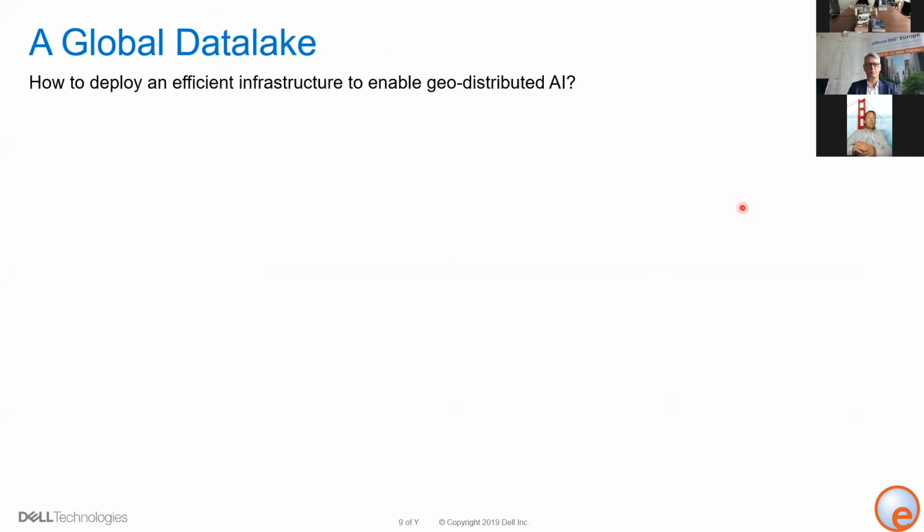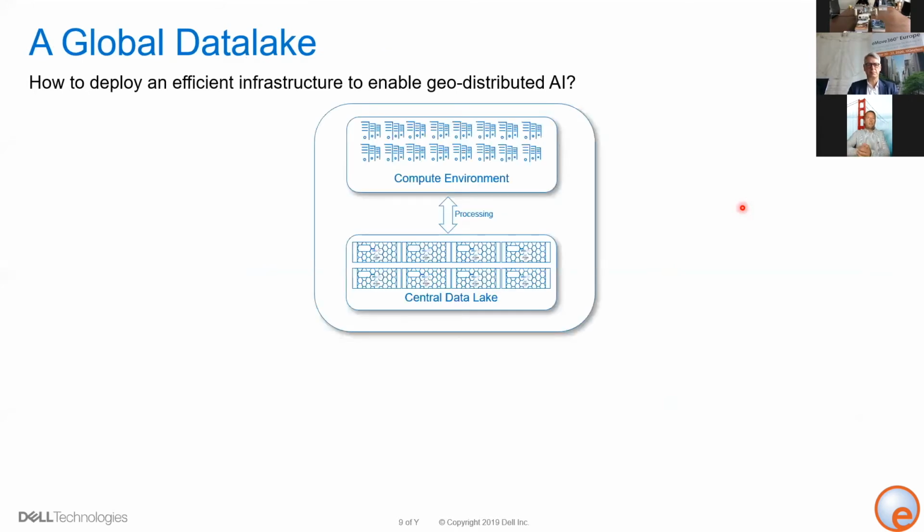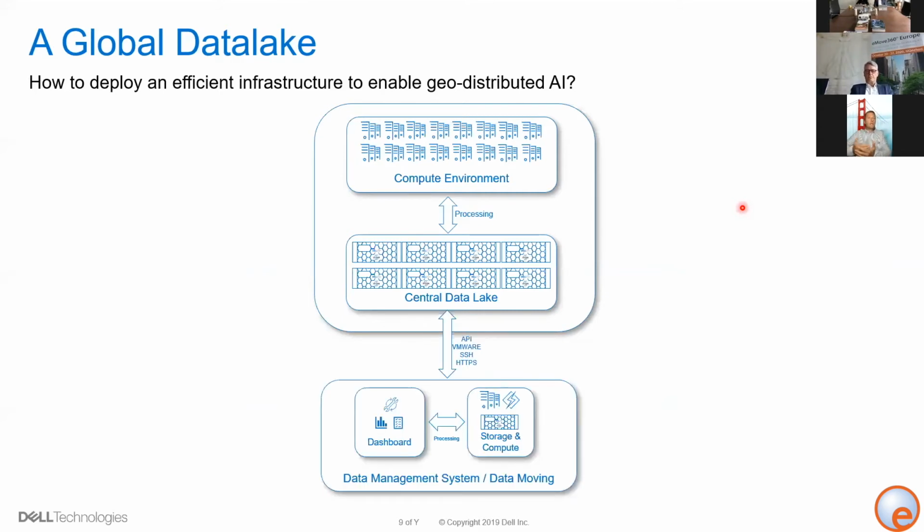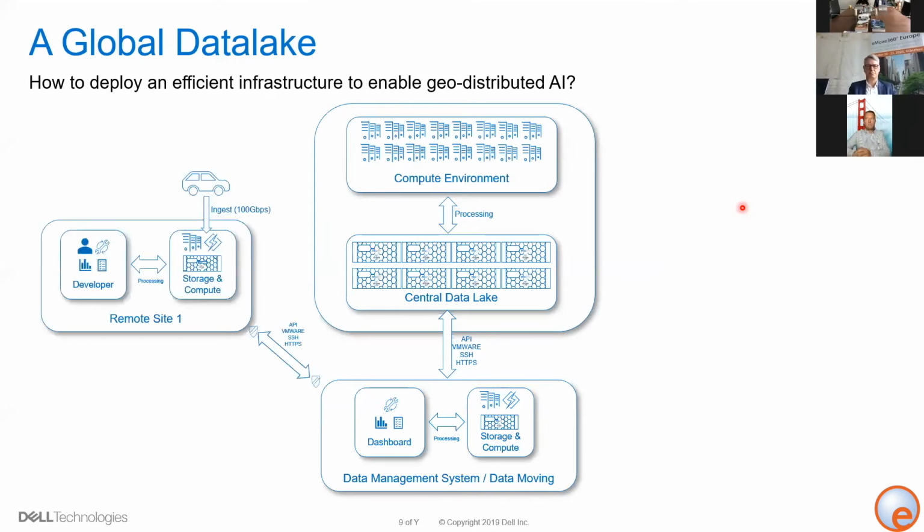So how to create an efficient infrastructure? What we have initially is a centralized data lake. And as mentioned before, this centralized data lake is typically located at the headquarters of these companies. Then we have different satellites connected to this centralized data lake through a data management system. One of the remote sites could be located in China. But of course, in China, we have to make sure not to violate the Chinese regulations around data sharing.